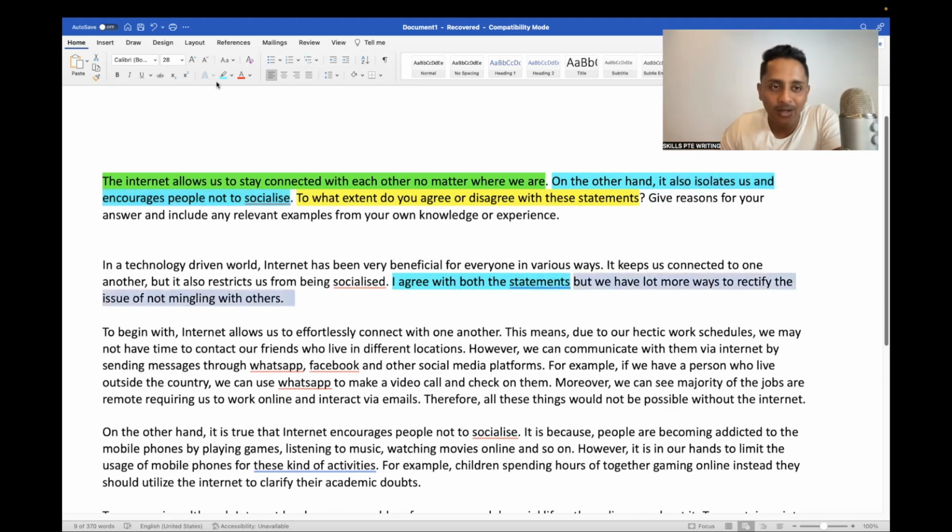But we are going to remove it. Guys, hope you're getting it. Where is that? Here.